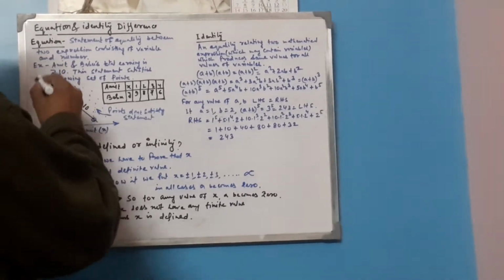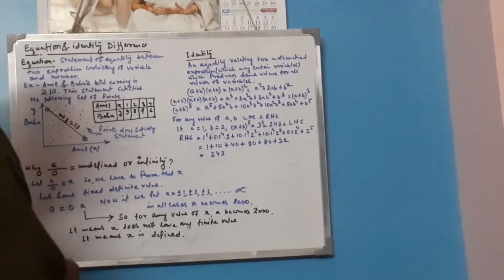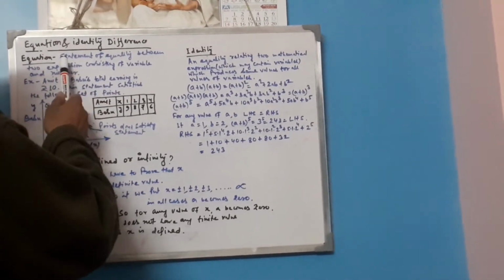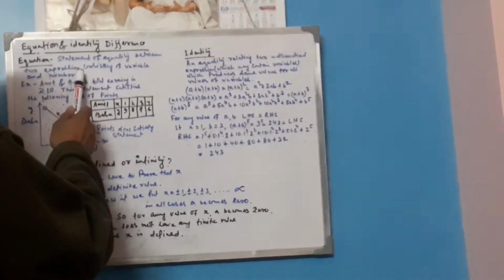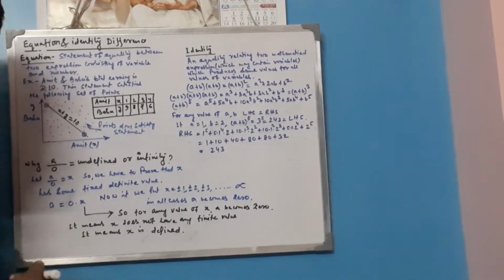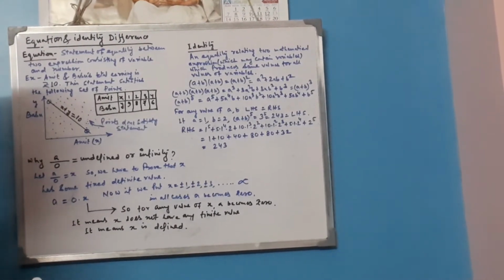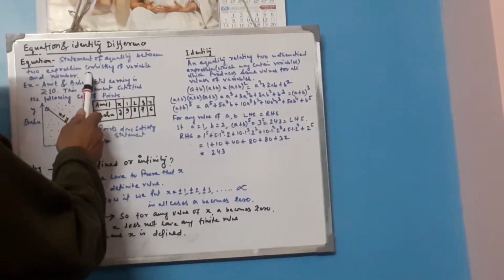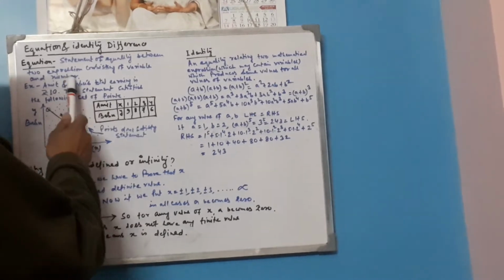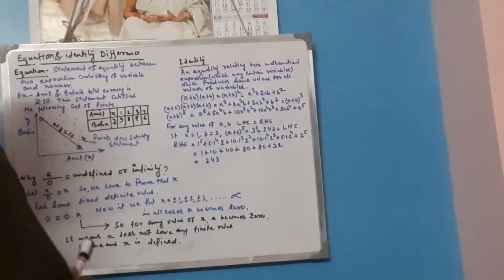So now let us come to the real discussion. Equation. What is an equation? An equation is a statement of equality between two expressions consisting of variables and numbers. It means in case of an equation, some statement is logically related with some numerical value with an equal sign in between.